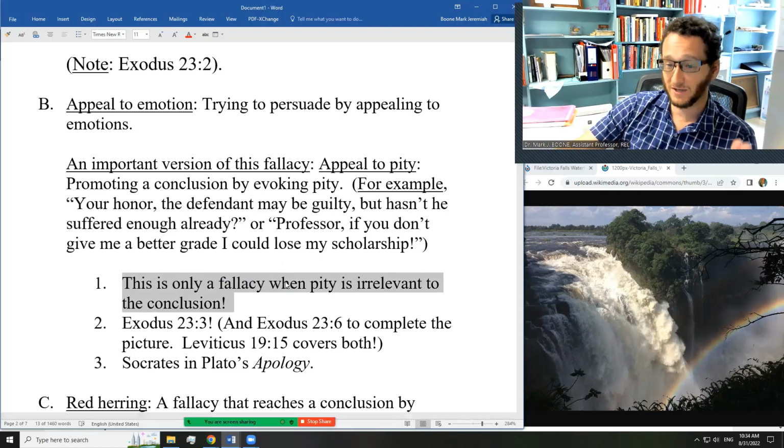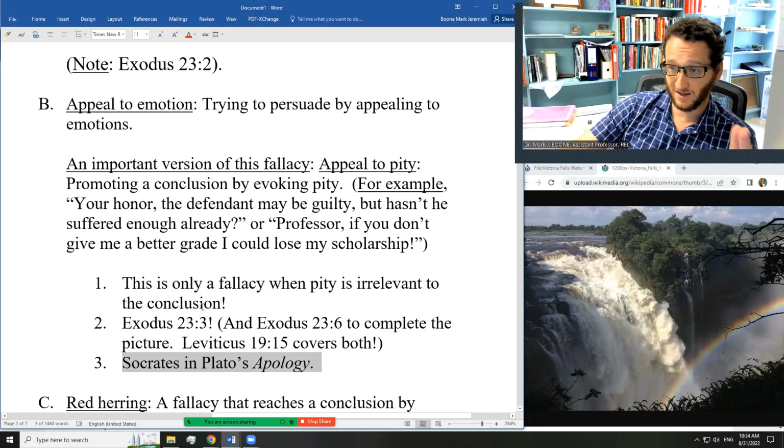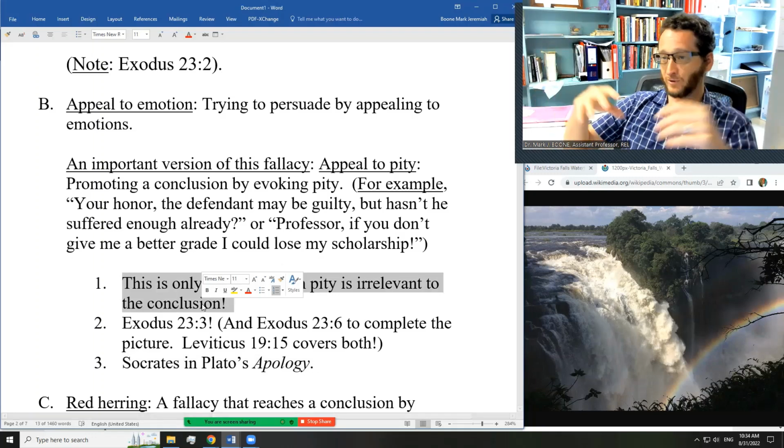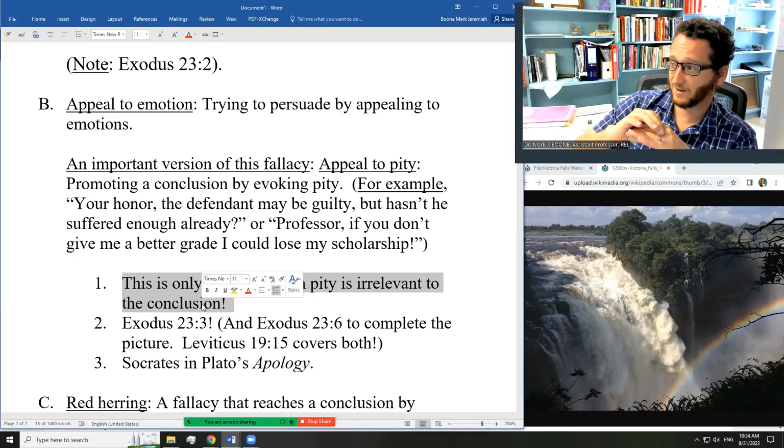But pity is not always irrelevant to the conclusion. It is irrelevant when Socrates says in Plato's Apology, I'm not going to appeal to your emotions of pity and say, look, I'm a family man, therefore you shouldn't rule me guilty.